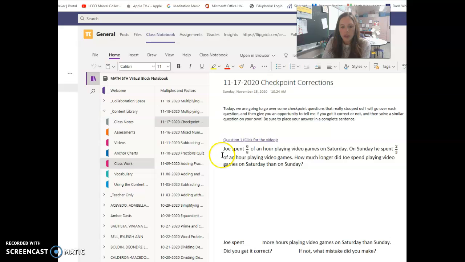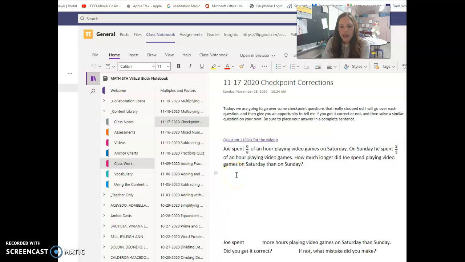Here we're in our class notebook. Joe spent 6/8 of an hour playing video games on Saturday. On Sunday, he spent 2/3 of an hour playing video games. How much longer did Joe spend playing video games on Saturday than on Sunday?